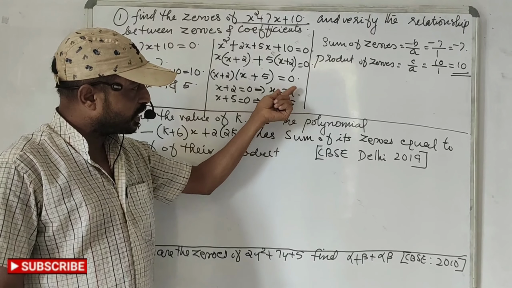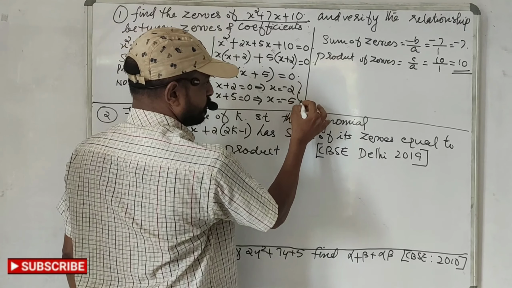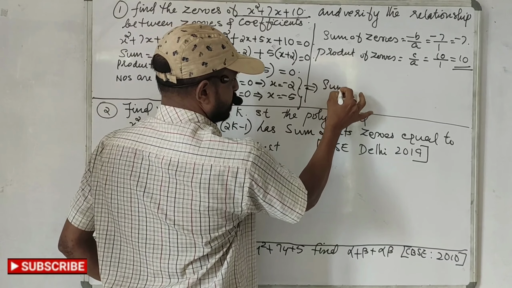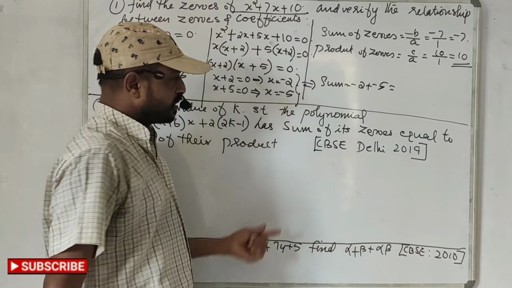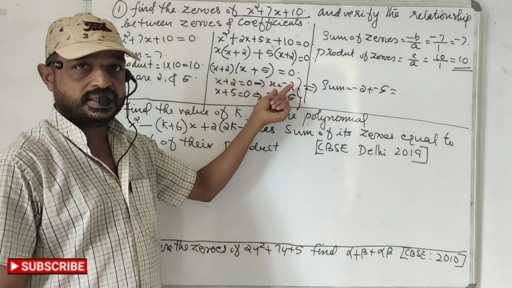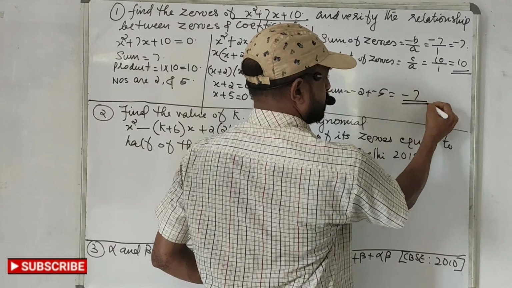The zeros are minus 2 and minus 5. What is the sum of the zeros? Minus 2 plus minus 5. To find out the sum of the zeros, just add the two zeros. So minus 2 plus minus 5. What is that? Minus 7.